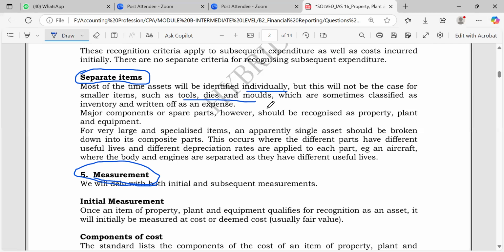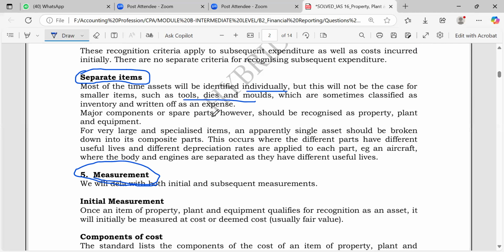And now for some assets, instead of expensing them to the income statement, they combine them together so that they have an appreciable amount, a value that somehow surpasses our materiality level, and then let's recognize it in the books. That's what they're trying to explain. So major components, it's no big deal, they're just trying to give a certain picture.